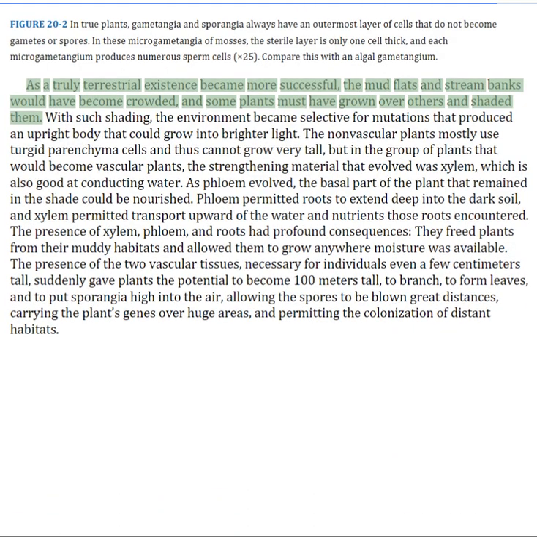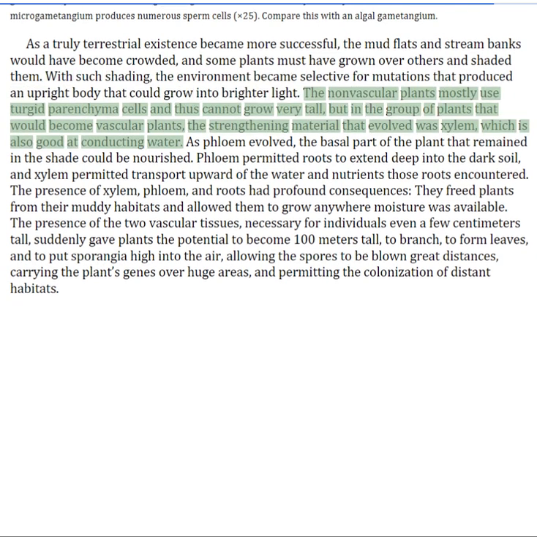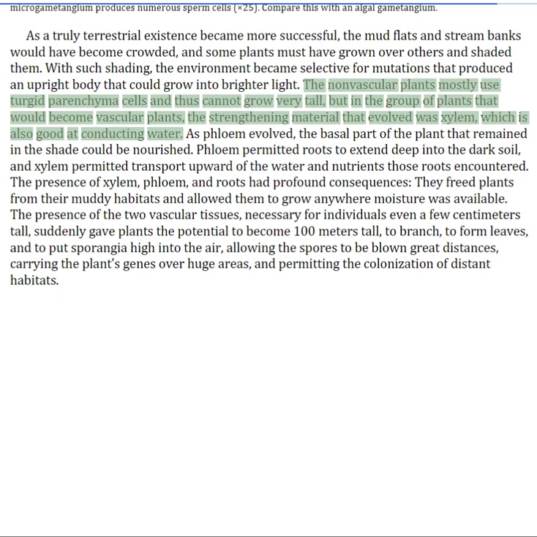As a truly terrestrial existence became more successful, the mud flats and stream banks would have become crowded, and some plants must have grown over others and shaded them. With such shading, the environment became selective for mutations that produced an upright body that could grow into brighter light. The non-vascular plants mostly use turgid parenchyma cells and thus cannot grow very tall, but in the group of plants that would become vascular plants, the strengthening material that evolved was xylem, which is also good at conducting water.